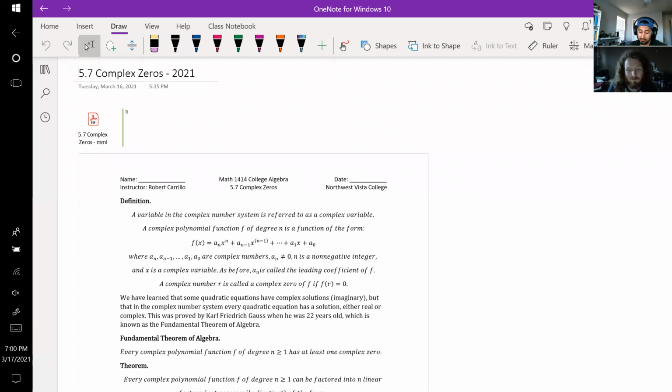So today we're going to do exactly the same thing, but this time we're going to be looking for complex zeros, rational and irrational, or imaginary as well. Okay, so that's what this is about.